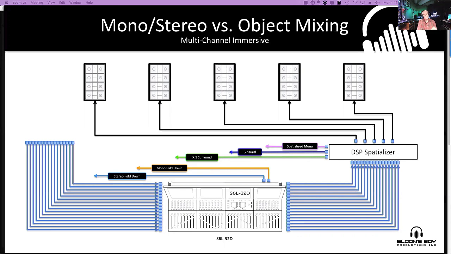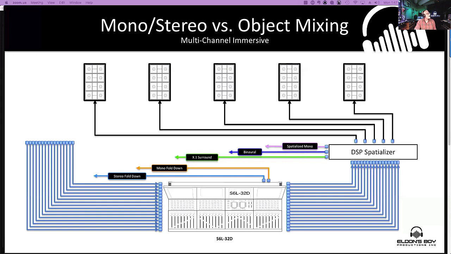Now, with regard to regular fold downs for stereo, fold downs for mono, maybe you're building reference mixes, maybe you're streaming mono or stereo, my belief is that in those situations I actually want the console to do that. I don't necessarily want the spatializer to do that. I can do those fold downs right on the console. That still gives me the ability, if I want some mastering style compression or some overall EQ on the mix going to the fold down, to very easily do that at the console.